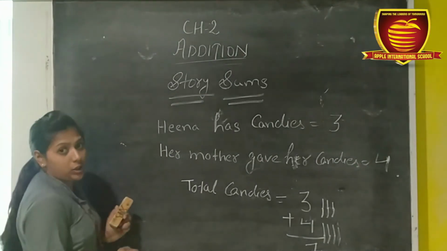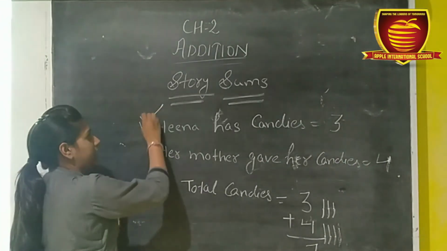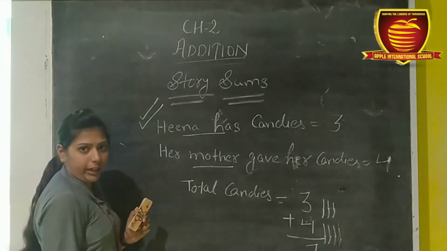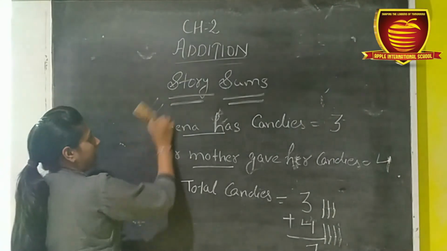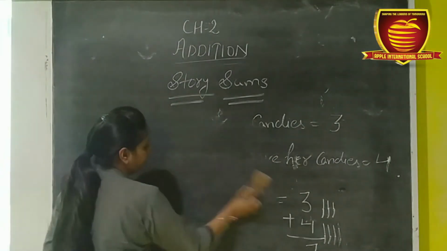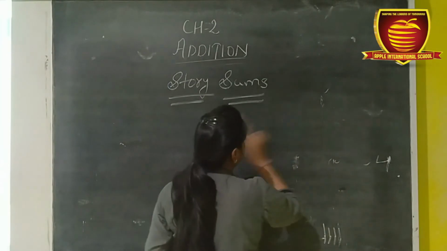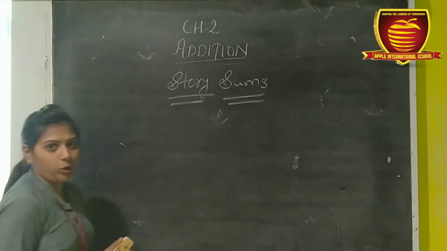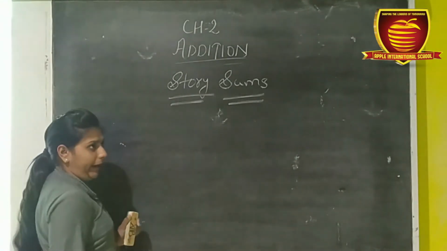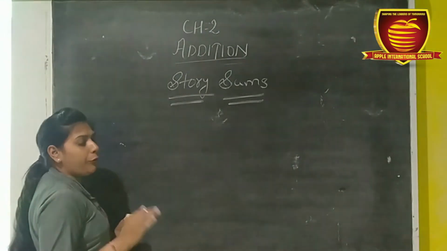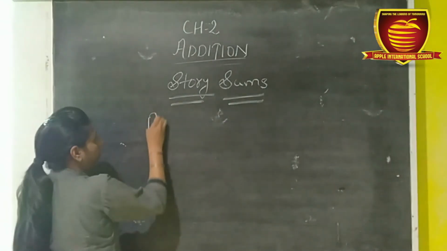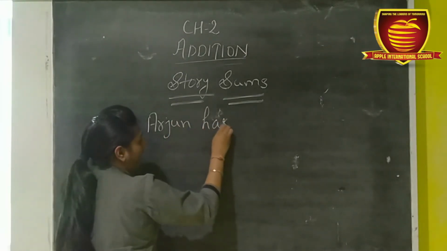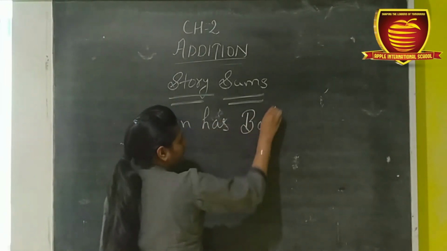So Ajay, these are called story sums. You have to write the statement for these sums like this. Okay? Now we will discuss one more example of a story sum. Suppose Arjun is a boy. He has 4 balls. Arjun has balls.